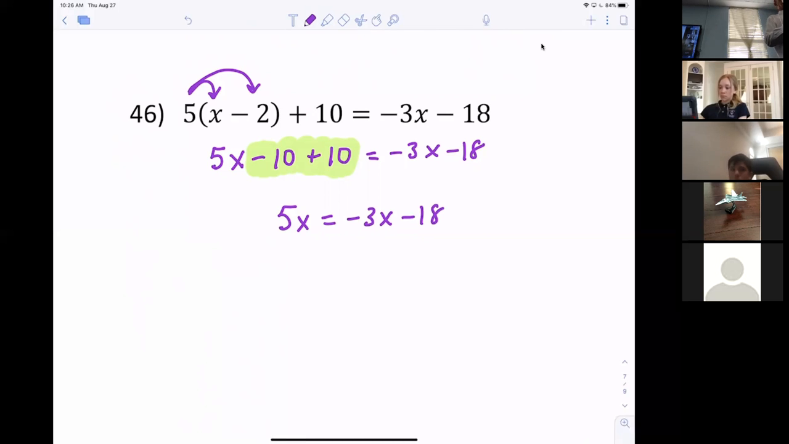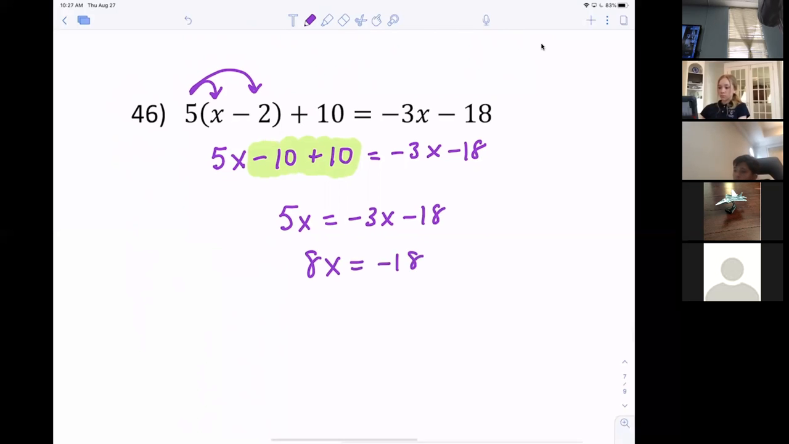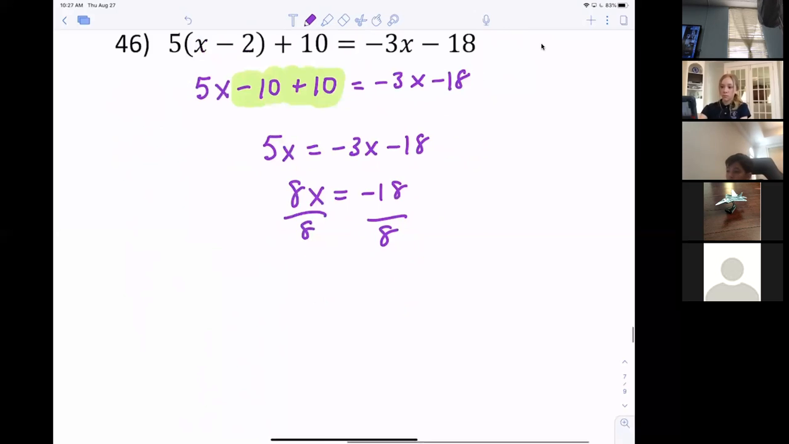Now what do I do? Add 3x, that is correct. 5x plus 3x is 8x equals negative 18, and then we divide by 8. Now, 8 does not go into 18 evenly, so we just reduce the fraction. Thank you. Negative 9/4. Just to make sure, we divided by 2, divided by 2. Good?